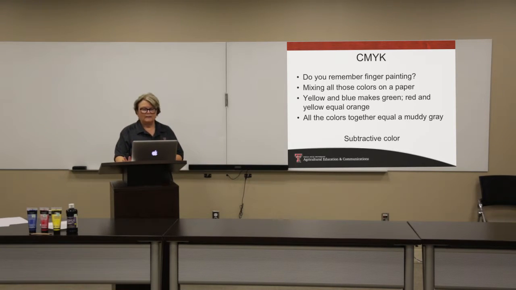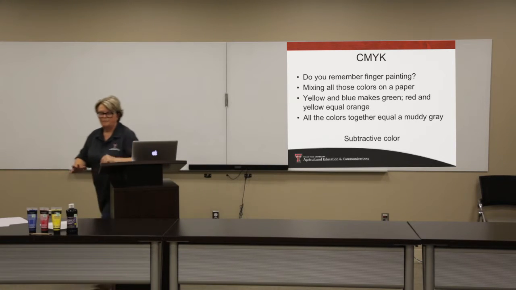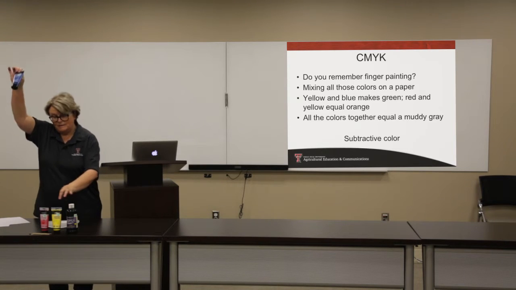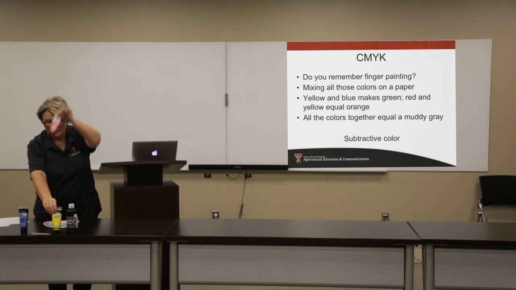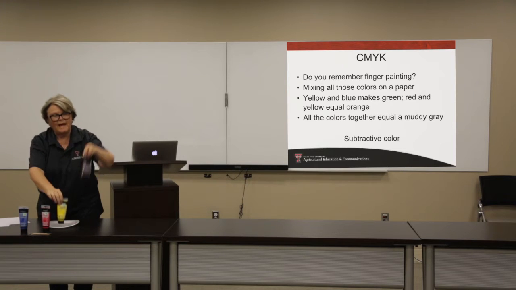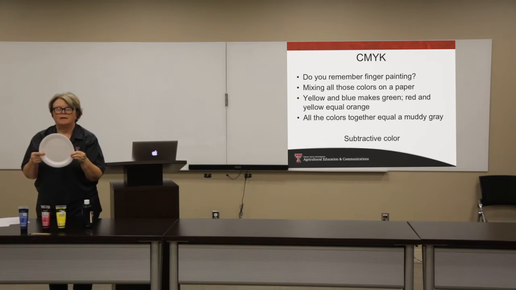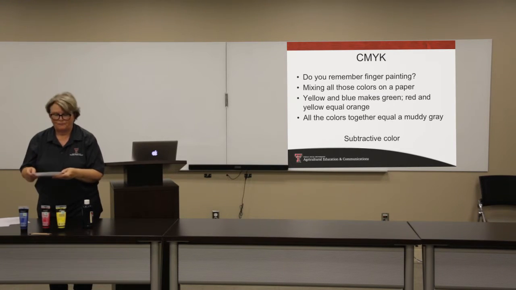So let's do a little bit of an experiment. Let's just go back to that for right now. What we're going to do is we're going to take cyan, magenta, yellow, and key, black. And we're going to put it on a plate. And we're going to mix colors and see what we get.